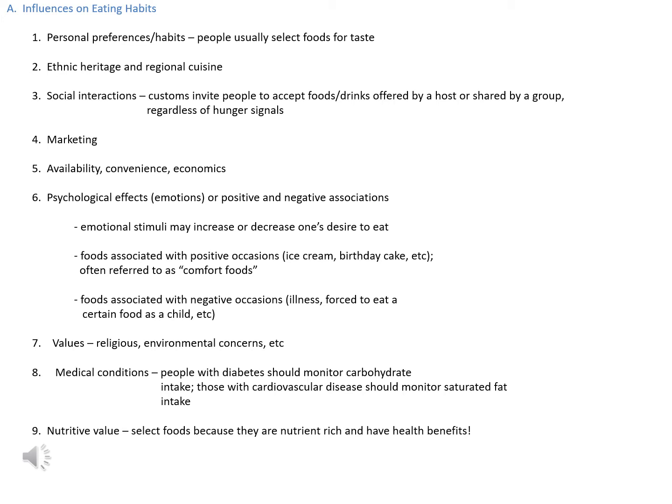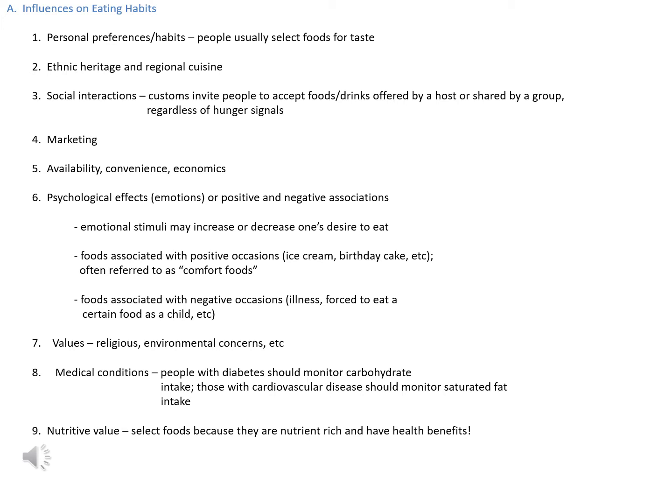Availability, convenience, and economy often come into play. People will eat foods that they have on hand, that are available, those that are quick, convenient, and easy to fix. Also, economy comes into play. We tend to select foods that are within our financial means.